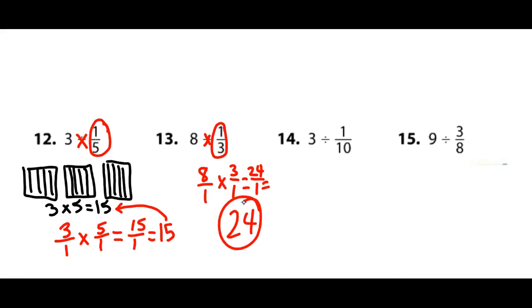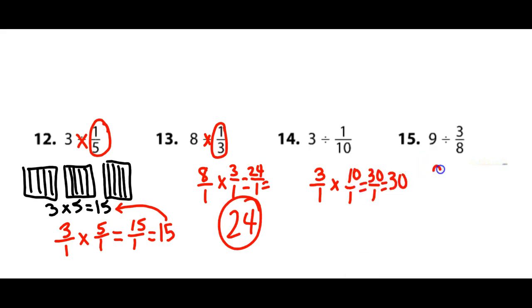Okay, I want you to pause, and I want you to do 14 and 15 on a whiteboard, and then I want you to come back and check. Okay, guys, let's look at what 14 and 15 is. So 3/1 times 10/1 equals 30.